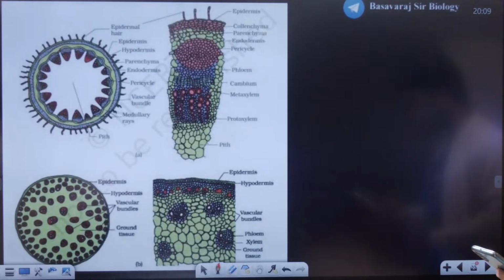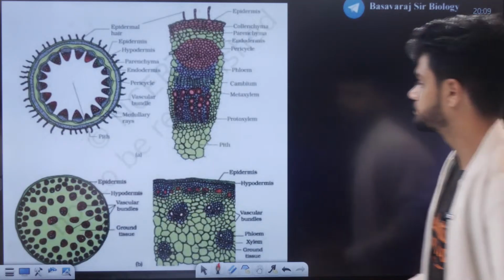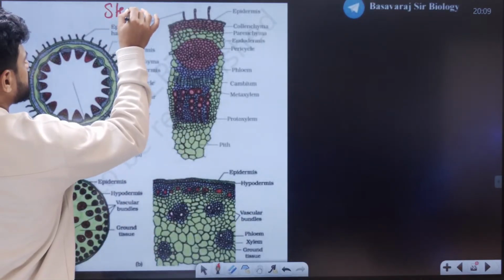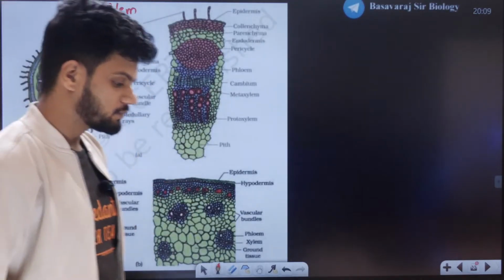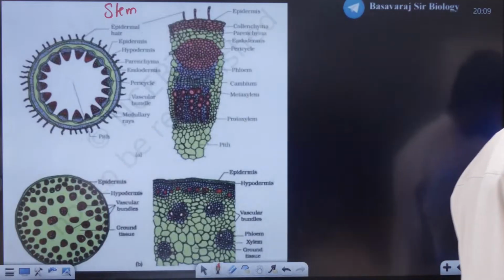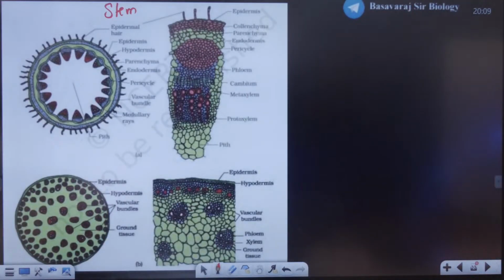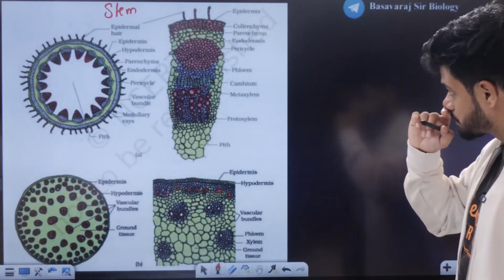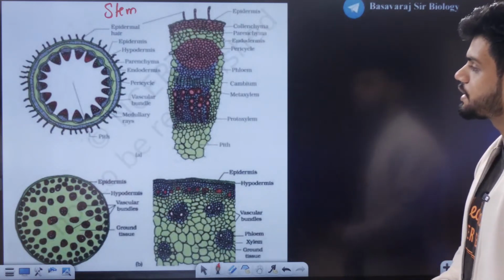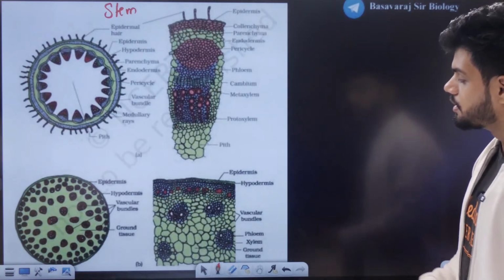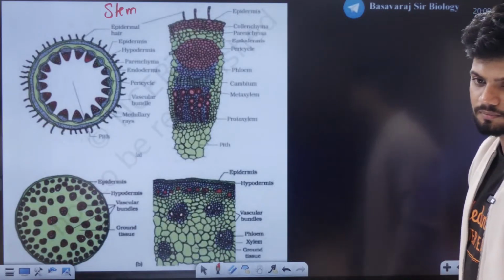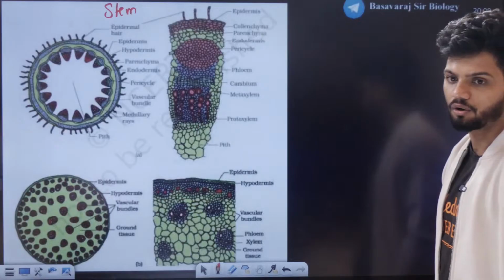This is a section of a stem. Tell me, students, which one is monocot, which is dicot here? Is A monocot or B monocot? Quickly go. What is A, what is B? I'll give you a small clue. Look at the vascular bundles arrangement in the case of monocot and dicot. You can tell me the answer.